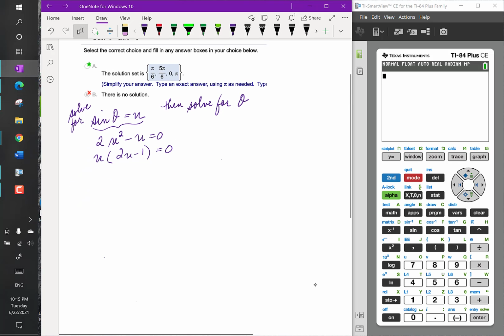Once we can easily factor this, u times 2u minus 1 equals 0. And using the zero product property, we know that either u is 0 or 2u minus 1 is 0. So 2u is 1 or u is 1/2.